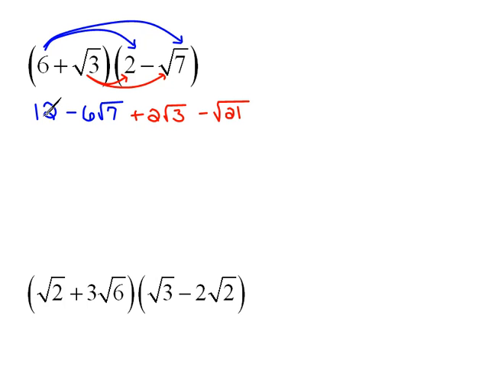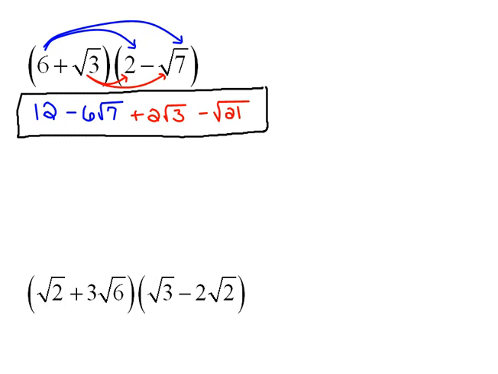Now we need to see if there's anything we can do to simplify before we go on. So 12 is a whole number, that's fine. Square root of 7, there's not a perfect square inside of it. There's not a perfect square inside of 3. And there's not a perfect square inside of 21. So actually, this is our final answer. We cannot simplify any further, and we cannot collect any of those terms because they are not alike.